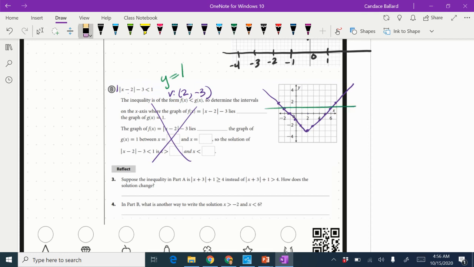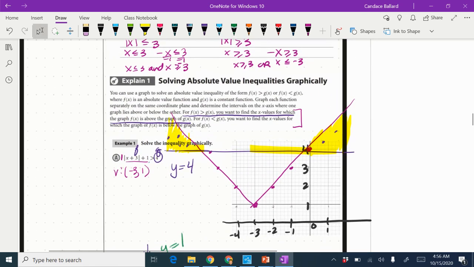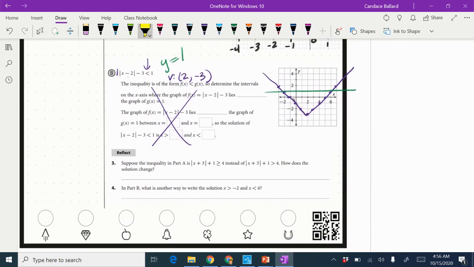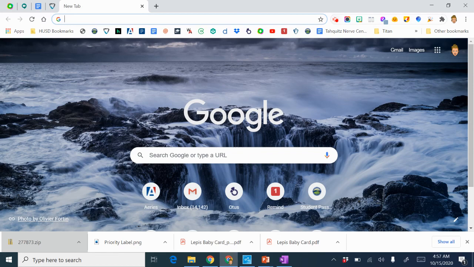This time we had a less than symbol. Let's read this sentence up here again. For f of x less than g of x, you want to find the x values for which the graph of f of x is below the graph of g of x. So we have to be below g of x, but above f of x. That's going to be all these values in here. So if I pick any number in here, it would be a solution. It would be true. If I picked any other number anywhere else, it would be false and would not be included in this.